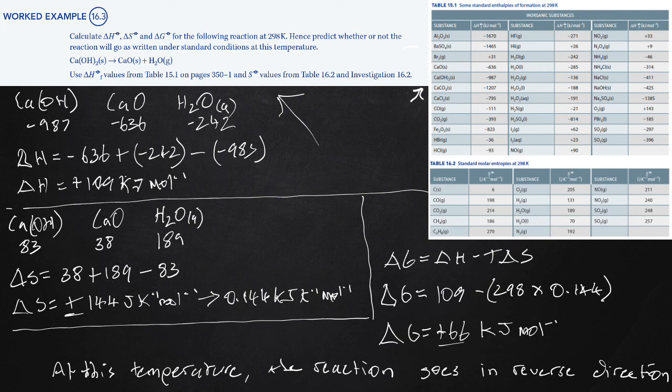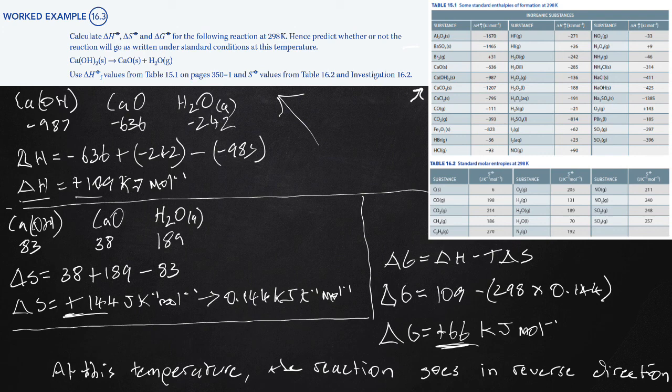At this temperature, the reaction goes in the reverse direction because we have a positive delta G value. This reaction under these conditions won't go as written. So we've worked out our delta H, and we've worked out that it was an endothermic reaction. Positive delta H value. We did create disorder. We have a positive delta S, but at this temperature, it wasn't sufficient to get this reaction going as written.